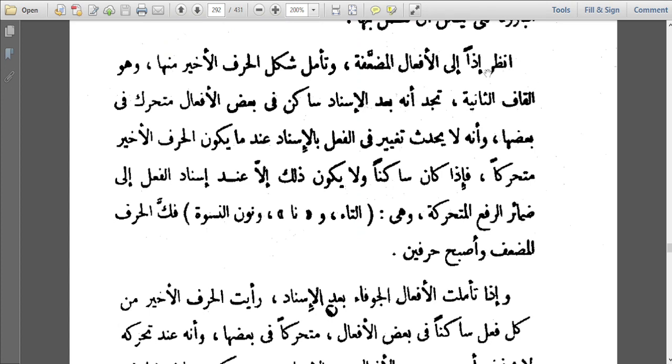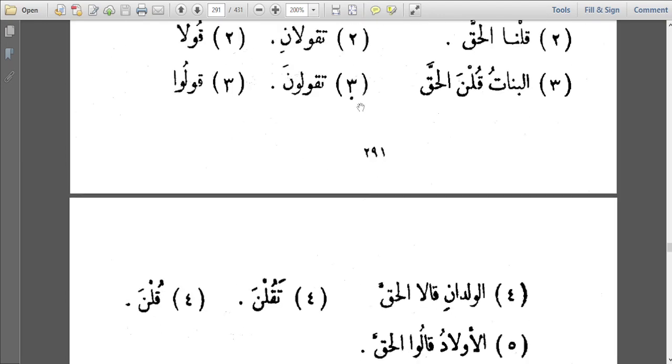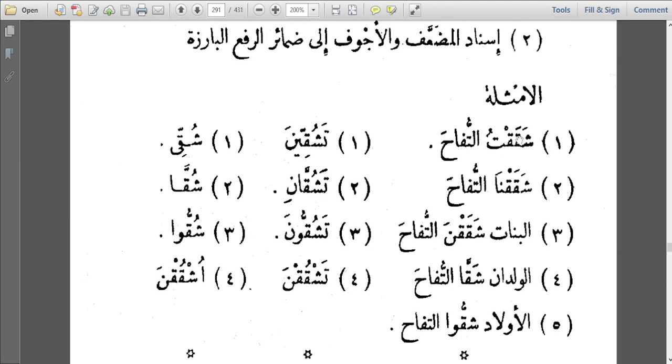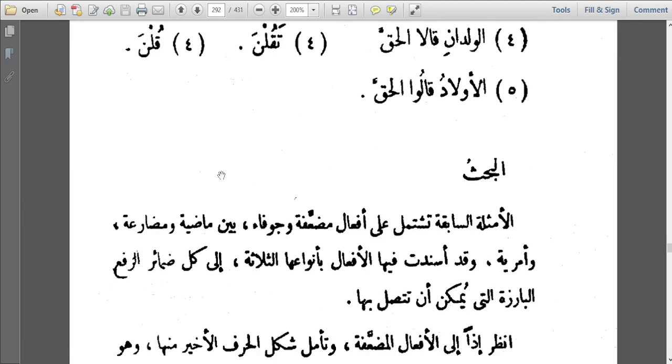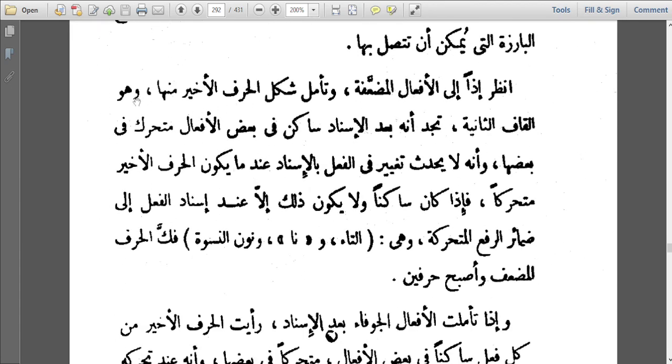It says انظر إذن إلى الأفعال المضاعفة وتأمل شكل الحرف الأخير منها. So you look at the verb. If you have the book in your hands, be looking at the harf, the last harf, which is the qaf. Be paying attention to it. It says وهو القاف الثانية وتأمل شكل الحرف الأخير منها. So you are looking at the verb شقة. The last letter is what? Qaf. It says وهو القاف الثانية, and it is the second qaf because the qaf is two in this case.